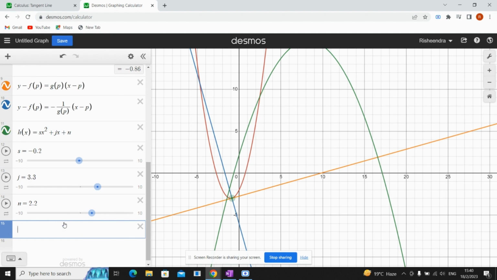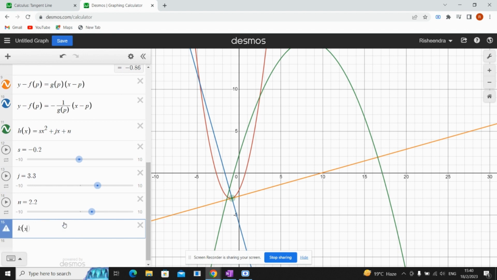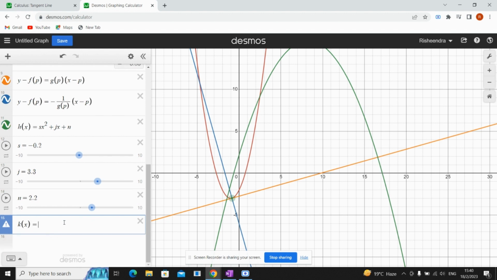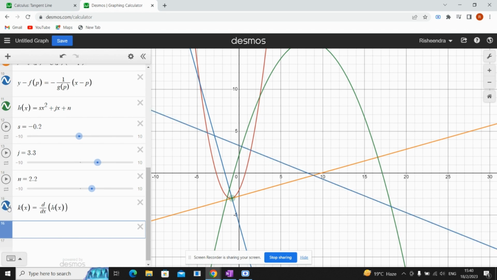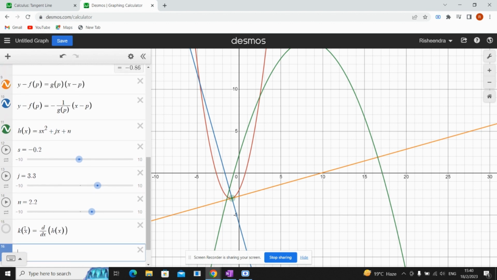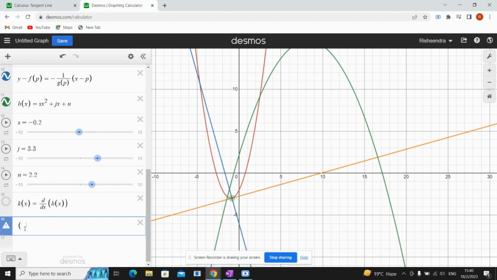Differentiate the curve, same process. So let's take another function, k of x, equal to d by dx of h of x. This line, I want to make invisible so that it won't disturb us again. So let's do the same. We have to get the tangent, so I want a point. Let's assume, instead of p, let's take L comma h of L as the point.